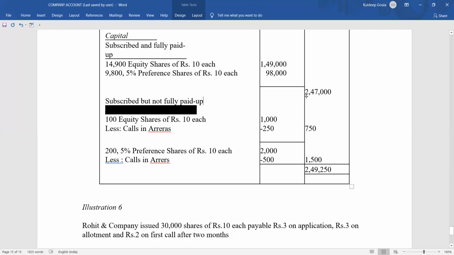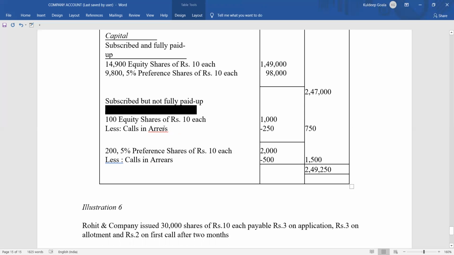In addition to that, there was a group of some shareholders who have not paid in full. In case of equity, there were 100 shares whose holders have not paid the final call. So 100 equity shares of 10 each, 1,000, less the calls in arrear, so it comes to 750 rupees they have paid. And in case of preference shares, there were 200 preference shares of 10 each, 2,000 rupees, less calls in arrear.